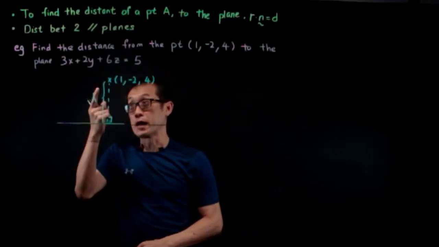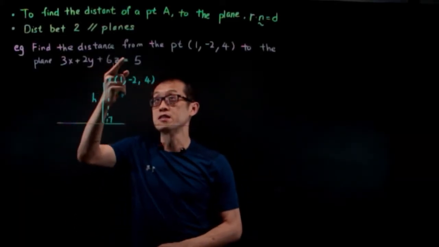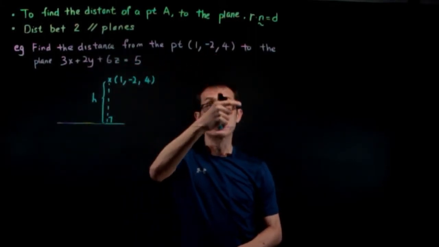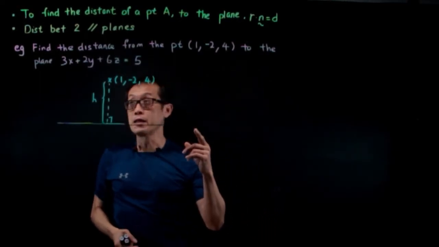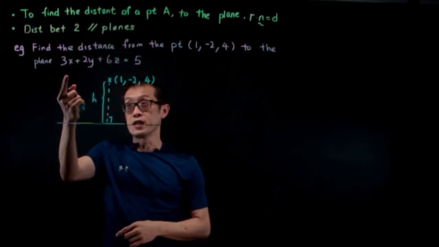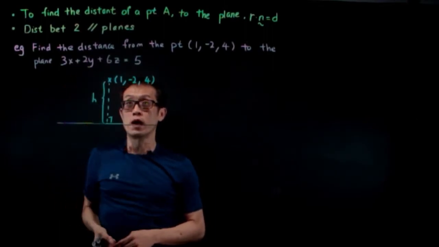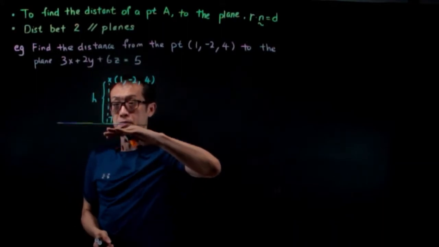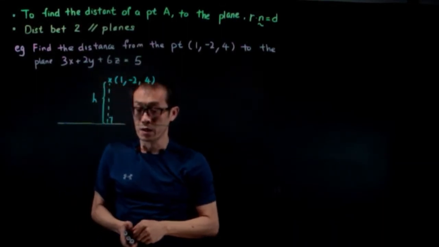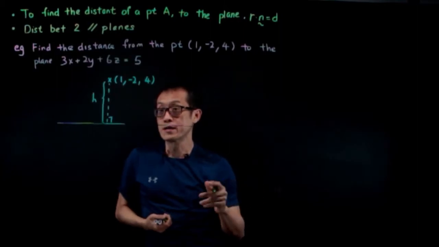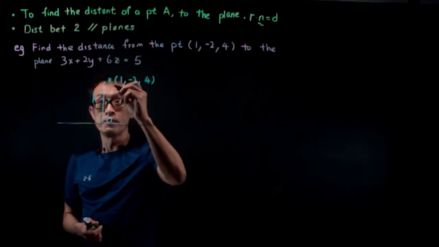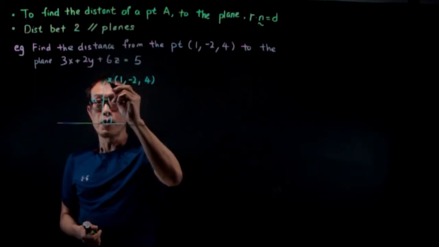Now we are going to attempt an example of finding the distance from a point with coordinates 1, -2, 4 to the plane with its given equation as 3x plus 2y plus 6z equals 5. Now imagine this is the plane and this is the point. Now you're supposed to find the vertical distance h. So very simple. We take any point on the plane.